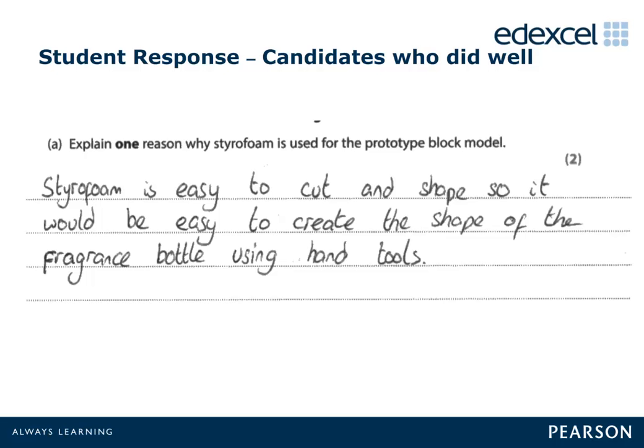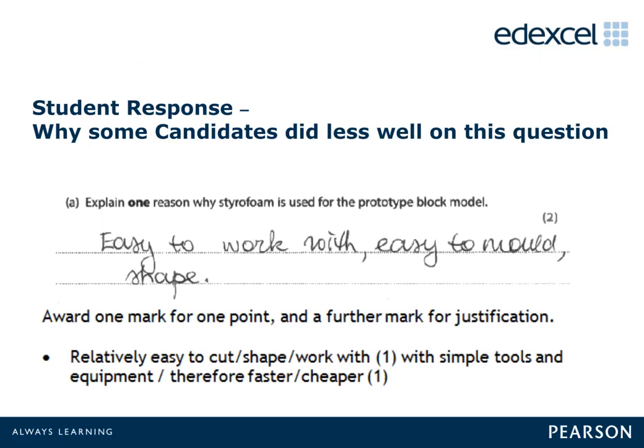In order to gain full marks for an explain type question, candidates must either expand on an initial point, as is the case here, or justify a given point with a reason. This response, however, has only been awarded 1 mark.